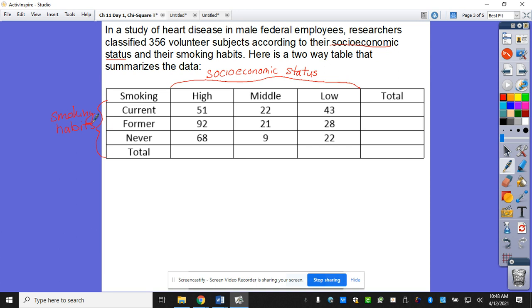So the first thing we need to do here is find our totals. What does it mean to do totals? Just add them. You two do high total, you back there do middle total, you guys do low total. Your group do current total, former total, and then this group right here do never total. Because surely we can just add things up. So you're either adding across or adding down.